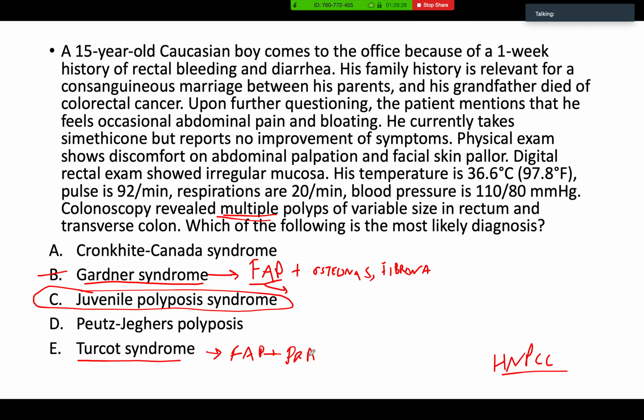Great. And Peutz-Jeghers, we didn't talk about, so I'm not going to make you answer me there. Peutz-Jeghers, essentially you see hamartomatous polyps, meaning bloody type growths, anywhere in the GI tract.